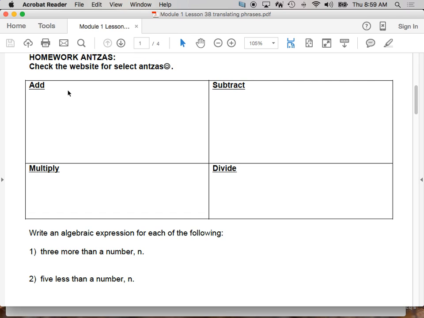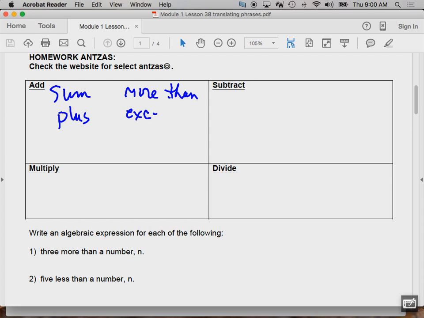Some. Good. Another one. More than. Okay, all right, good. Plus, very good. Anybody else? Combine. Exceeds. Increase. Those are all words that suggest addition.